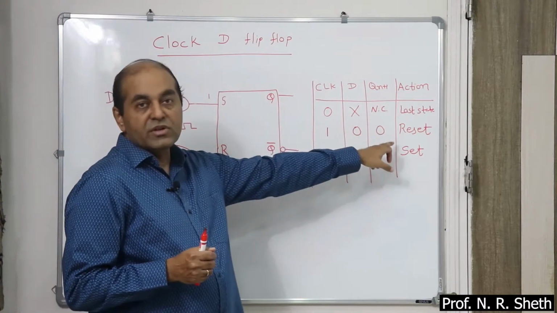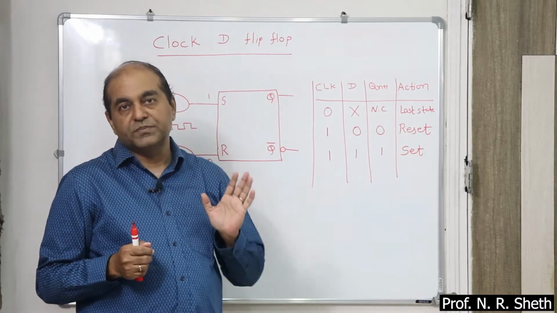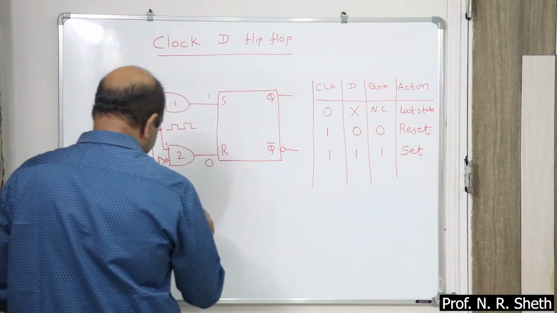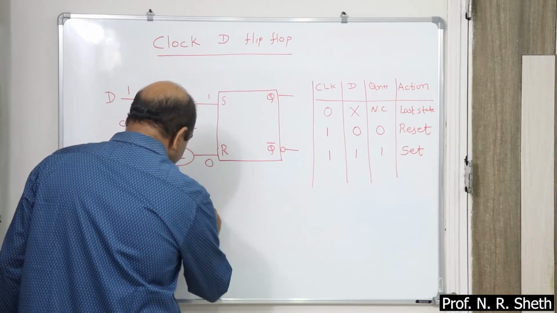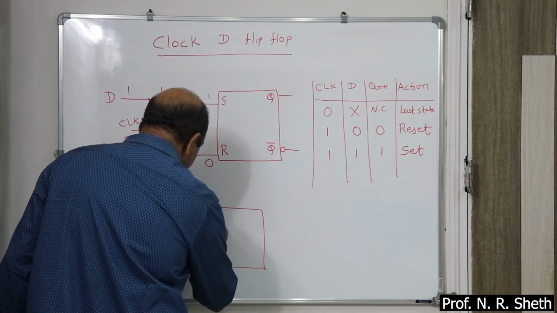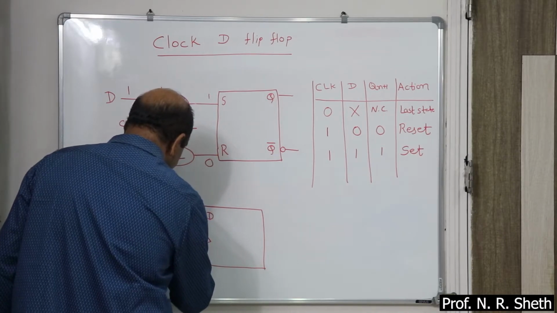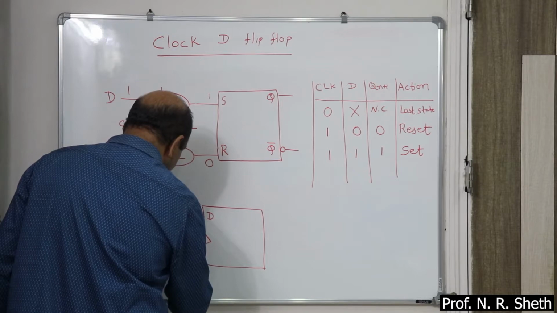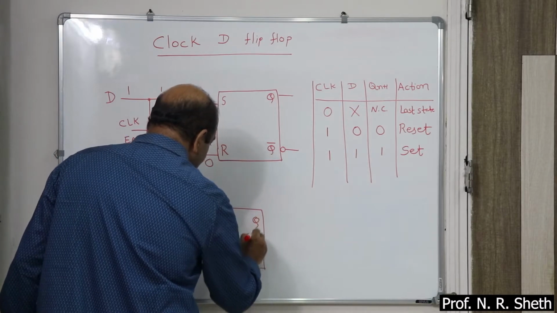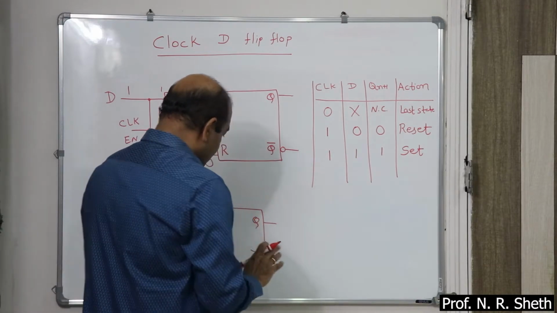D is 0, Q is 0, D is 1, Q is 1. So, in this format, data is stored. Symbolically, it is represented in this way. This is your clock input or enable, whatever you want to say, series of square wave. This is Q and this is Q bar. This is your data flip-flop.